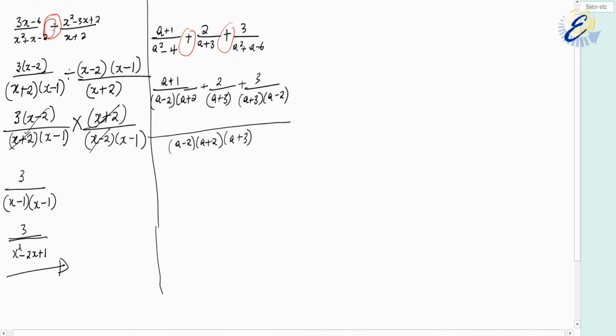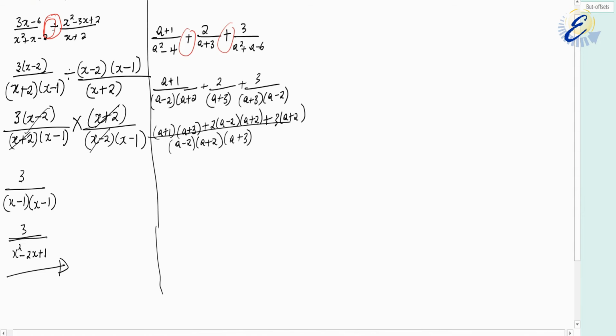Therefore, how many times does this go here? This one will cancel, and you remain with a plus 1 multiplying a plus 3. This goes 1 time here, so you remain with this one, multiplied by 2. It will be 2 into a minus 2 and a plus 2. Plus, this goes here and you remain with a plus 2 multiplied by 3, a plus 2. Therefore, you remove the brackets.